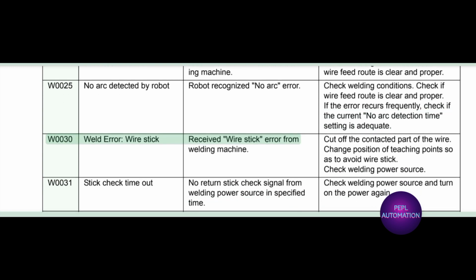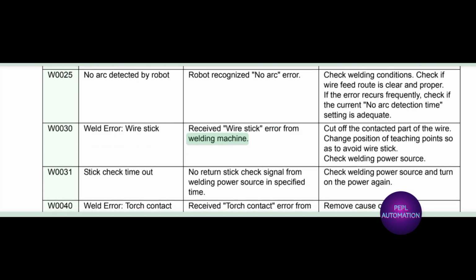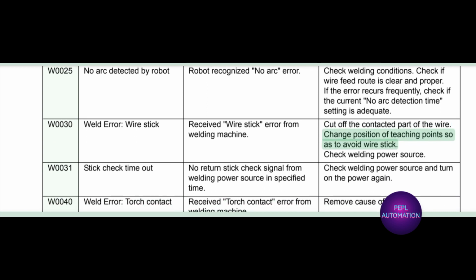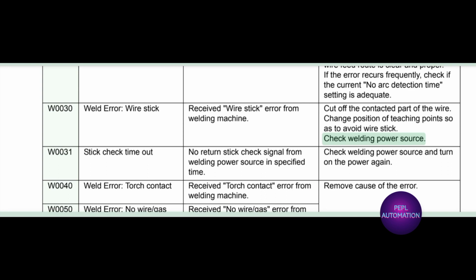W0030 weld error, wire stick received. Wire stick, error from welding machine. Cut off the contacted part of the wire. Change position of teaching points so as to avoid wire stick. Check welding power source.